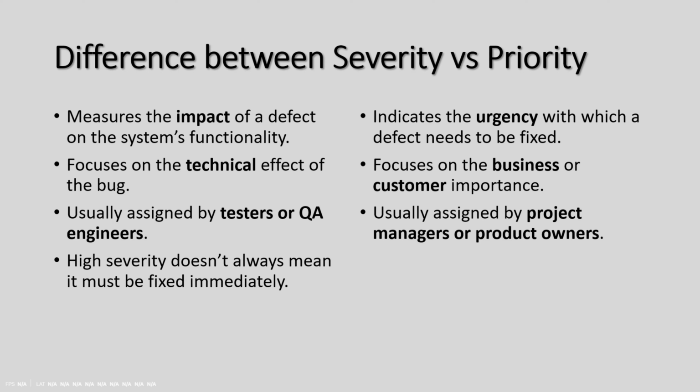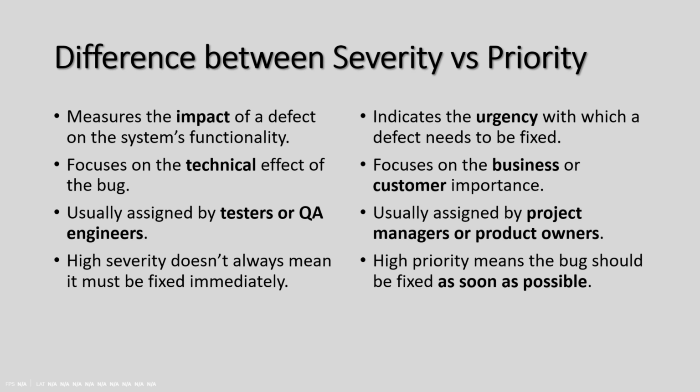High severity doesn't always mean that it must be fixed immediately. High priority means the bug should be fixed as soon as possible because it is important for the business and for the customers. That is the reason it is a high priority. High severity is also important, but it doesn't mean it always needs to be fixed right away; it should have business priority. Only then will it be taken into consideration.